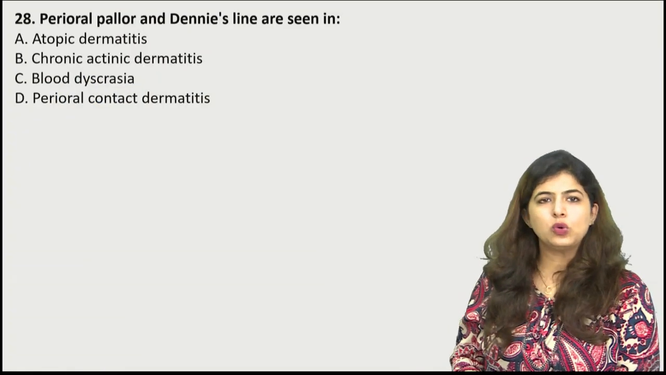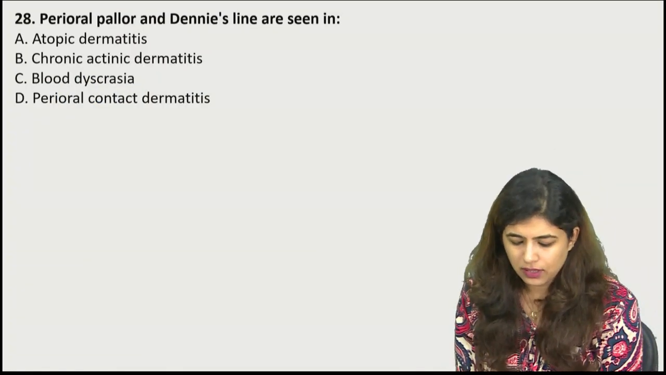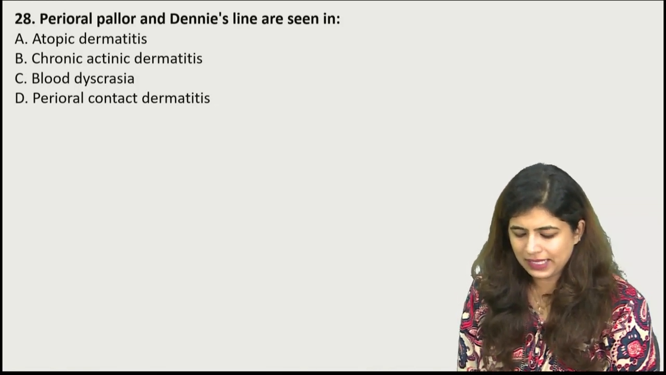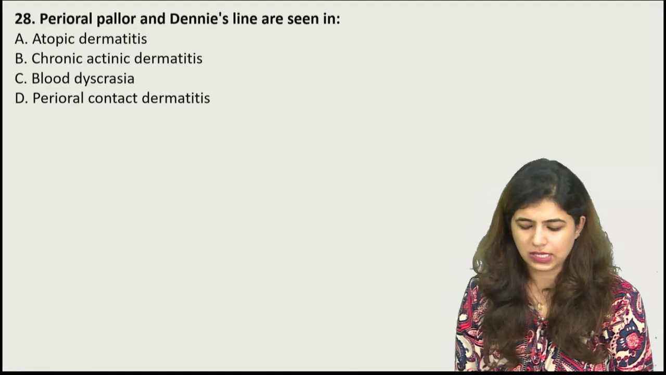Now, moving on to question number 28. Perioral pallor and Denny's lines are seen in.